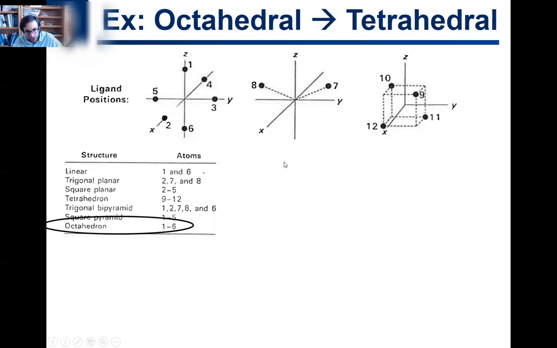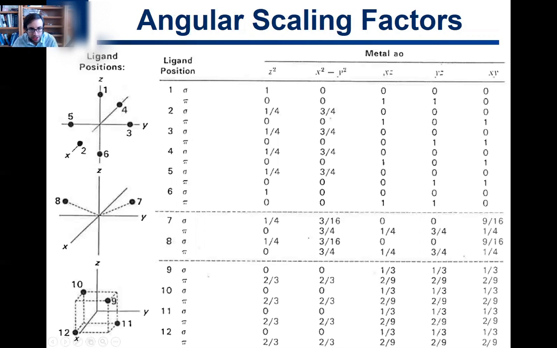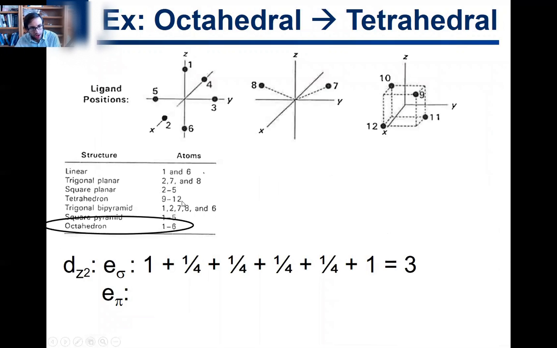So first we consider the octahedron. And so that is ligand positions 1 through 6. And for each d orbital, we are going to figure out the E sigma and E pi total energies. So we go here for the dz squared, positions 1 through 6 for octahedral. We look at all the sigma angular scaling factors, and we're going to add up 1 plus 1/4 plus 1/4 plus 1/4 plus 1/4 plus 1. That equals 3. So the dz squared in an octahedral environment is worth 3 in E sigma.